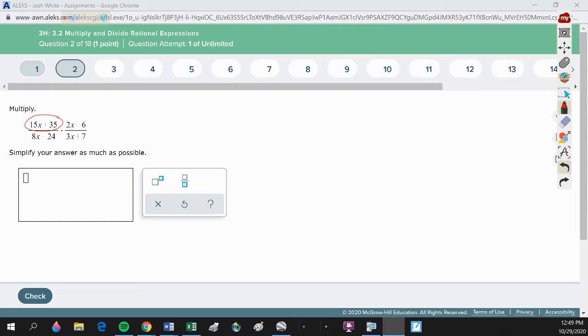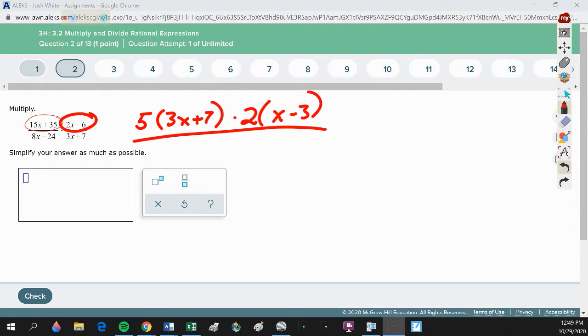So is there any number that those two terms have in common? A 5. So 5 times 3x plus 7, okay? And that's multiplied by, does that have anything in common? 2. And I'm left with x minus 3. Does this have anything in common? 8 times x minus 3. And what about this one? No. So it just stays 3x plus 7.